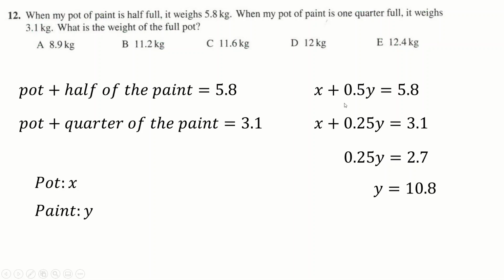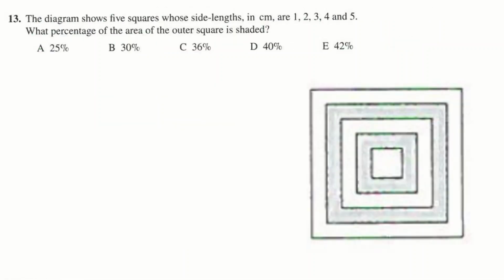Now, of course, if the pot plus half the paint is this, half the paint is 5.4, because the full paint is 10.8. So half the paint is 5.4, this take away 5.4 is 0.4, so that means x is 0.4. And we learn that the pot is this, and if we add those together, the pot plus all the paint is 11.2. Yeah, there are probably other ways to do that if you haven't learned simultaneous equations, but for me, that's definitely the easiest way to do that.